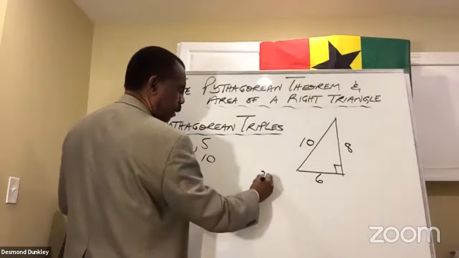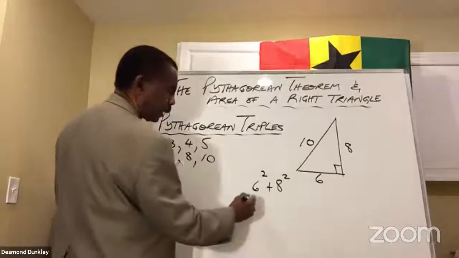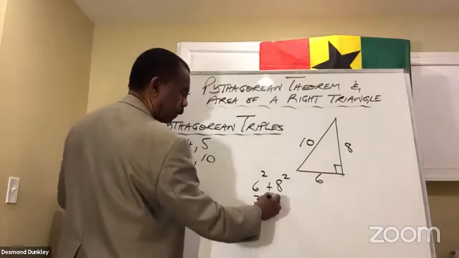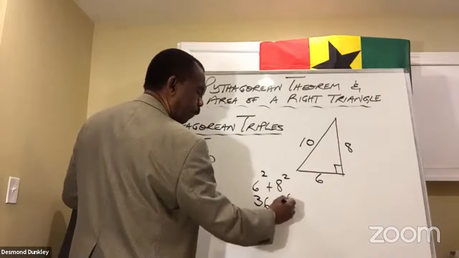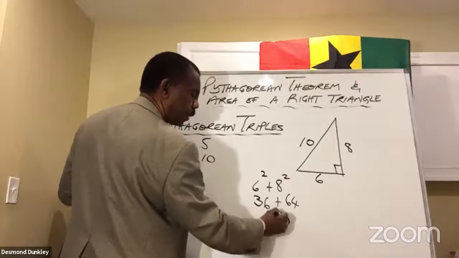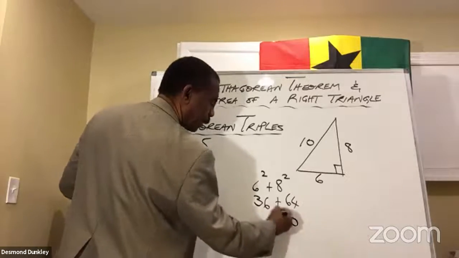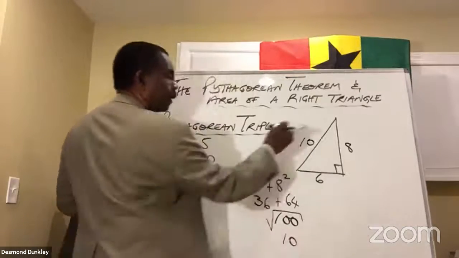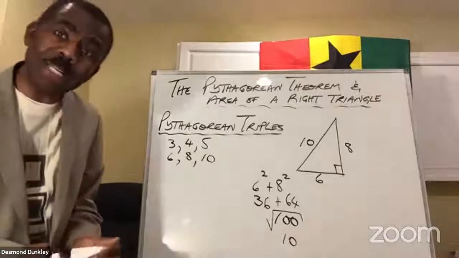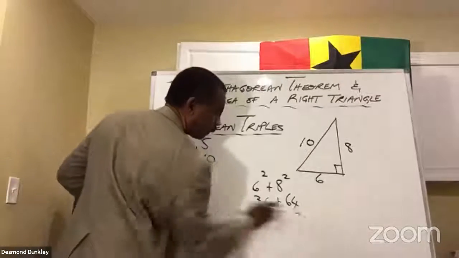6 squared plus 8 squared. What's that? 6 squared is 36. 8 squared is 64. What is 36 plus 64? That's 100. What's the square root of 100? That's 10. There it is. So we see that it works. Let's try one more.